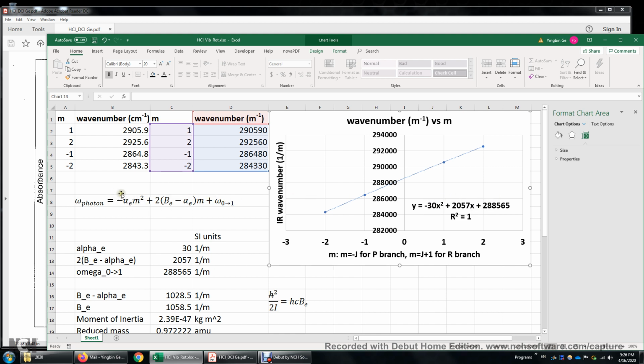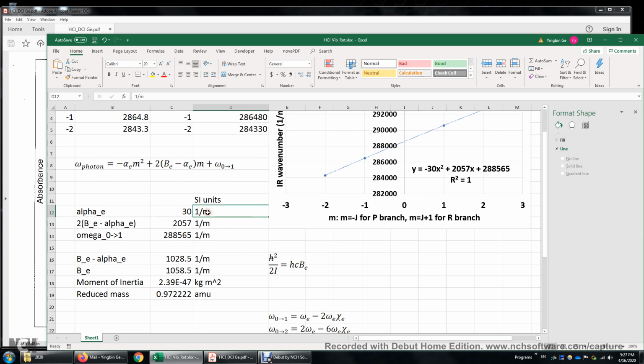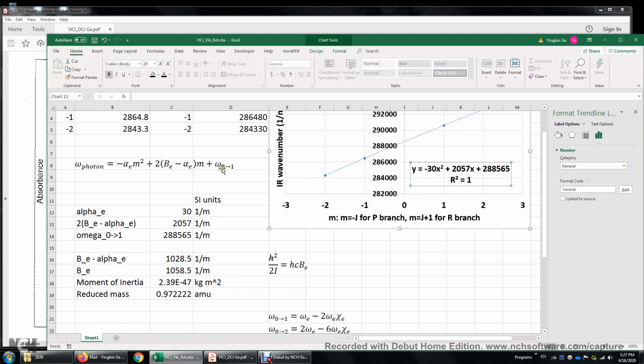This coefficient, negative alpha e, is negative 30. This 2 times B minus alpha e is 2057. This omega 0 to 1 pure vibrational transition wave number is simply this 288,565. So what we do is we tabulate the value of alpha e here. It's 30 inverse meter. 2 times B sub e minus alpha e over here is 2057 over here. What about the last one?